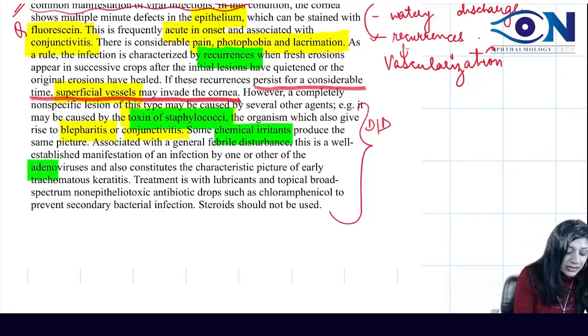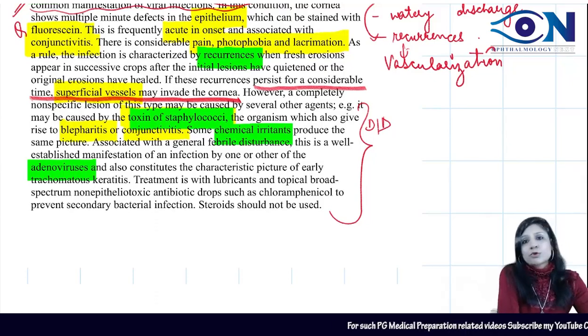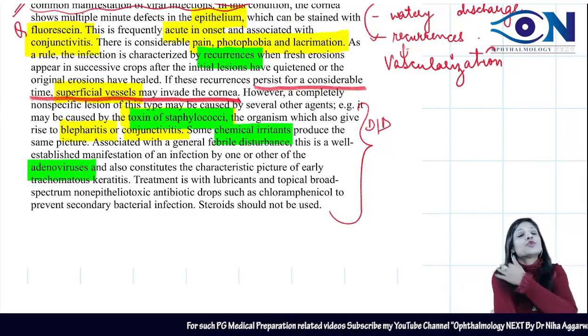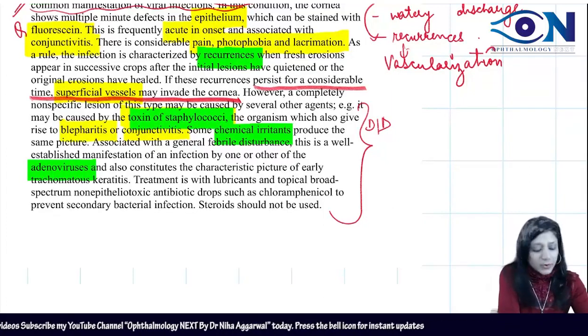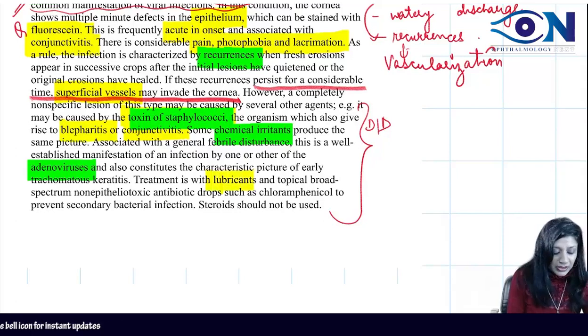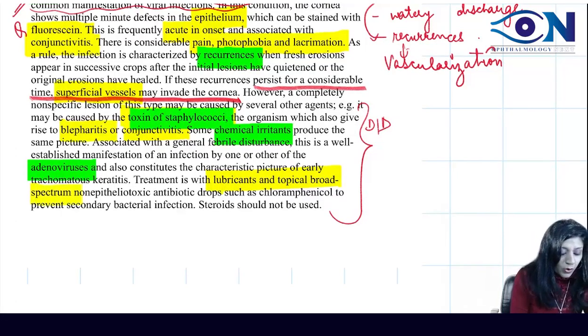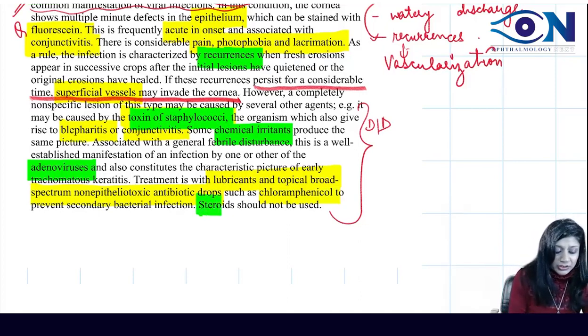Then it can be adenoviruses, and adenovirus is typically a viral keratitis where you have a clinical prodrome. So if they are giving you a clinical prodrome also, systemic features also, lymphadenopathy also, you have to first think about the adenovirus. Treatment, if I talk about the treatment, it is simply lubricants. We have broad spectrum non-epitheliotoxic antibiotic drugs like chloramphenicol to prevent the secondary bacterial infection, and the important thing is steroids should not be used.